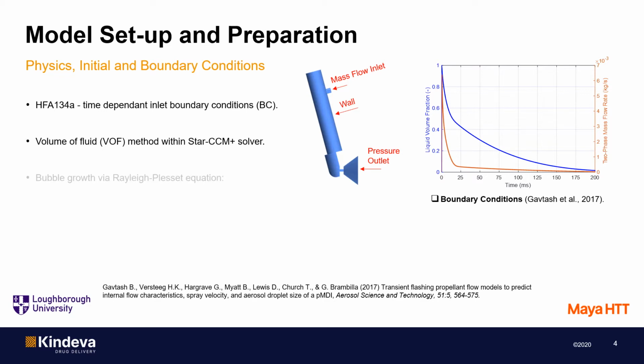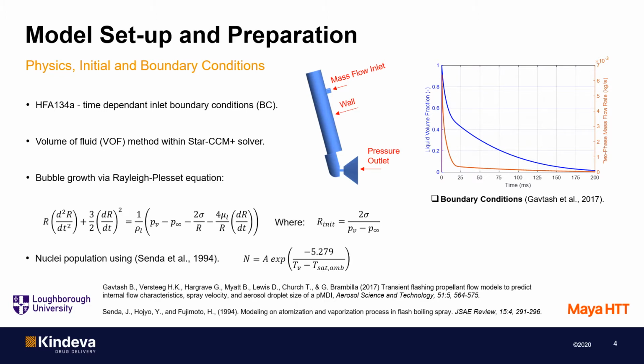This is taken care of by a cavitation model based on a well-known Rayleigh-Plesset equation of bubble growth along with an assumed bubble nuclei population. Nuclei population order of magnitude is representative of observation by Myatt and colleagues. The variation of the number of active nuclei with superheat follows a relationship of Senda that is widely used in the modeling of automotive fuel sprays. In order to model the distribution of the phase accurately, it is important to make sure that the force of gravity is applied within the model.